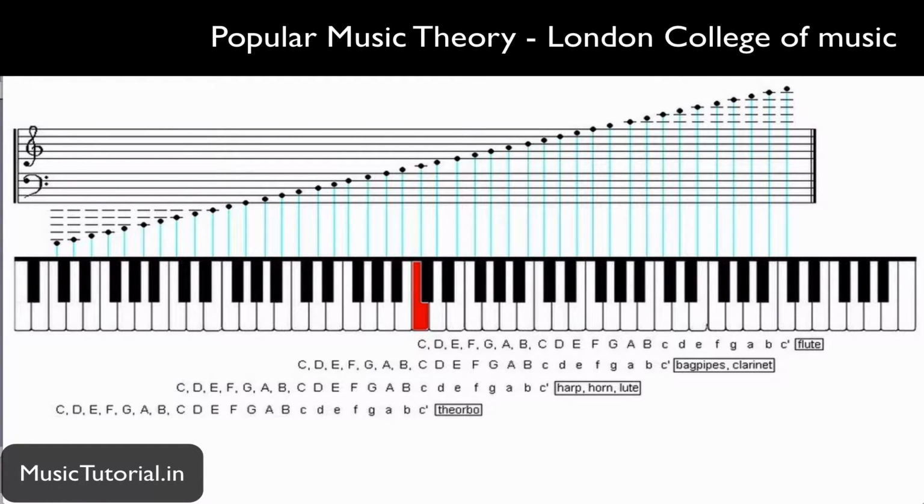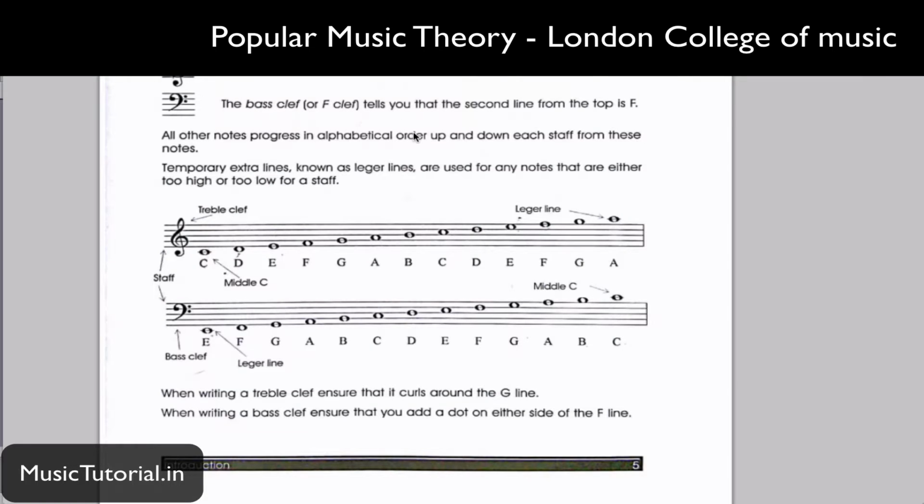Okay, what you're looking at here is called the grand staff. I want you to notice the things that we've already learned. First, the treble clef, the bass clef, the musical alphabets, the ledger line.